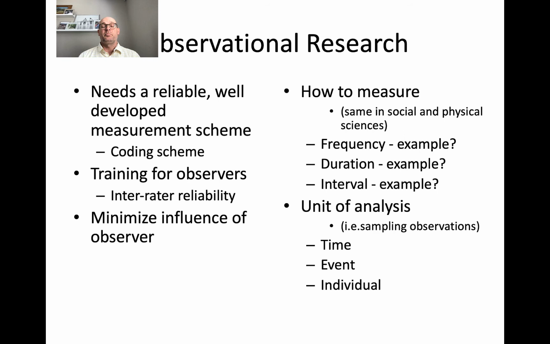Now, there's all sorts of problems with observational research, like how do we measure? What are we trying to measure? It's the same in social and physical sciences. How often does something show up? How long does something show up? Is there a time frame? Does it happen in a sort of pattern? Do we measure percentages? Do we measure counts? All these sorts of things are part of observational research that we need to figure out.